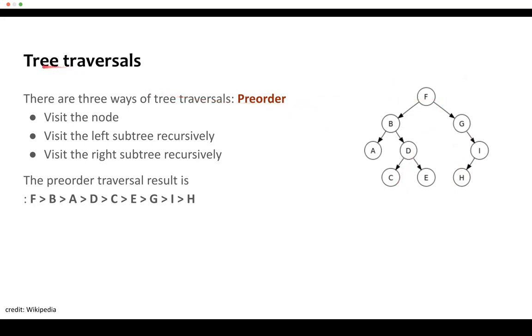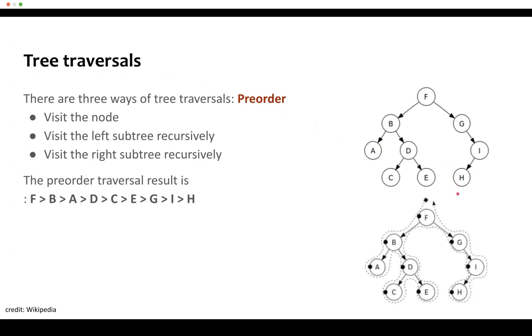So tree traversal itself is recursive, and we are going to implement tree traversals using recursion. A very simple way to find out the pre-order traversal result is drawing this diagram. So we start from the root and draw this line like this, and we want to wrap all the trees like this.